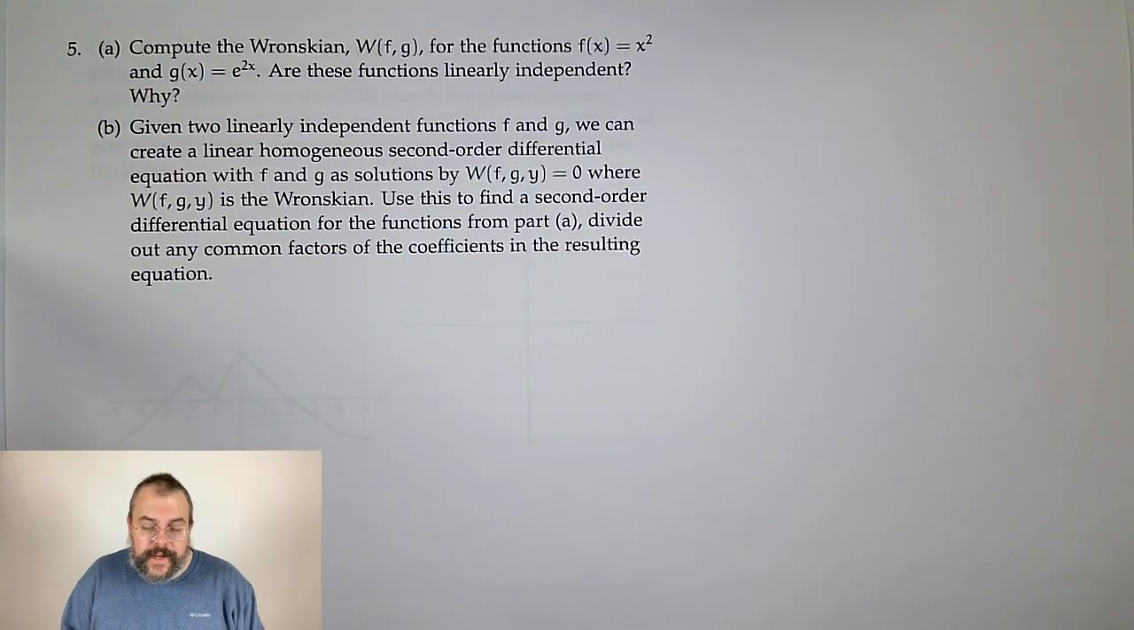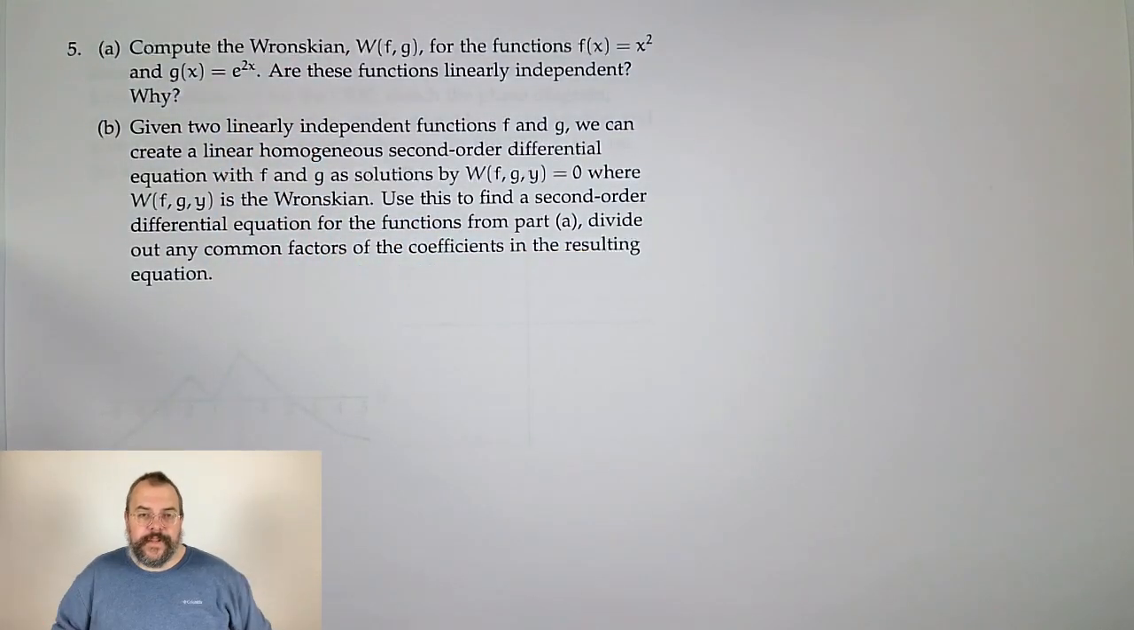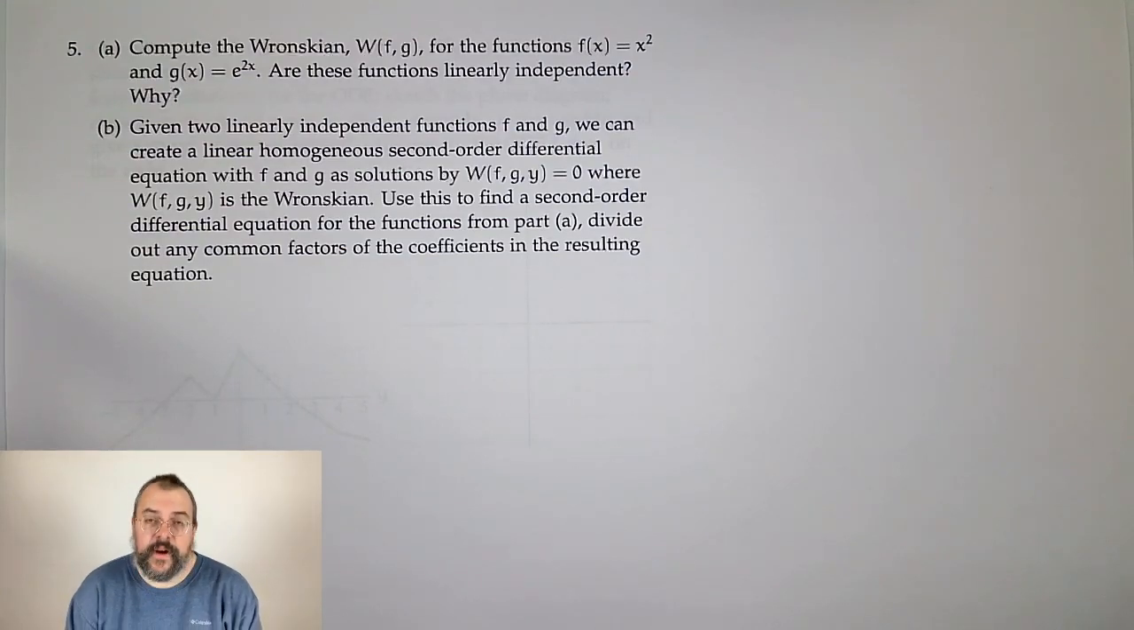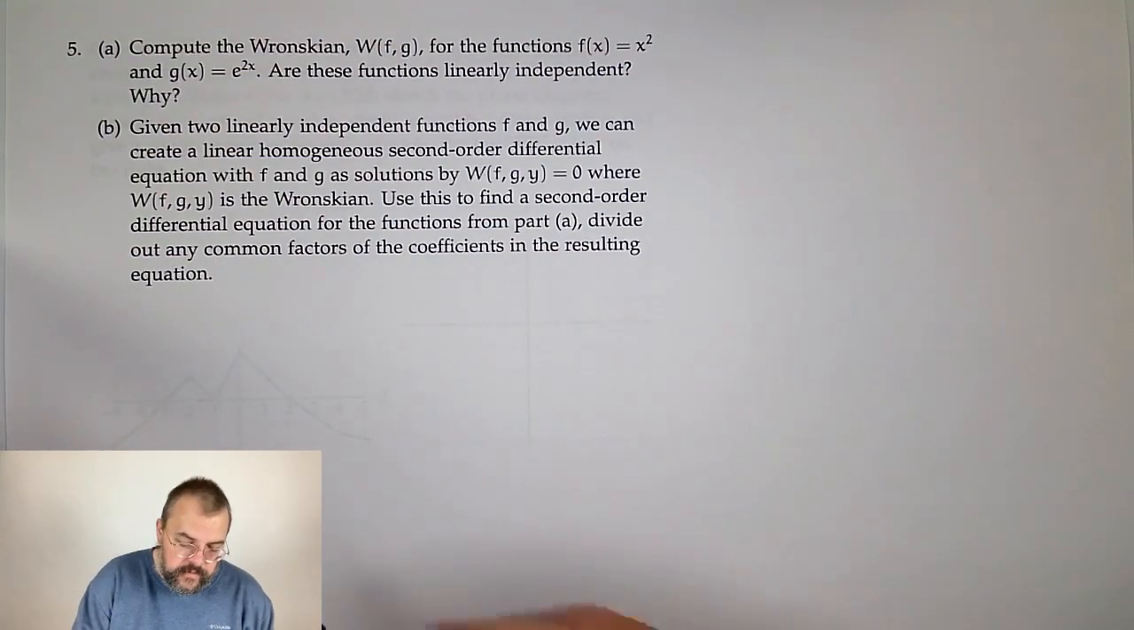All right, number 5. Lots of text here, but of course we see the Wronskian. So this is a Wronskian problem. So it says compute the Wronskian, W of f, g, for the functions f of x equals x squared and g of x equals e to the 2x. Are these functions linearly independent, and why? So, well, let's just run through it.